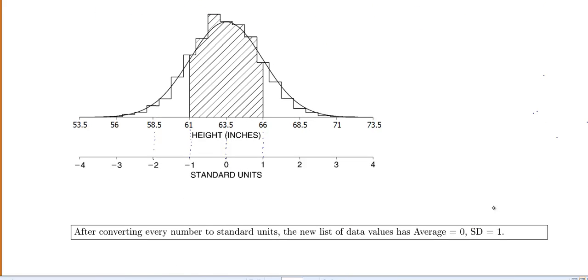After we convert every number to standard units, then our new list of data values would have an average of 0 and a standard deviation of 1. Or if we convert to standard units, then we have a standard normal distribution.